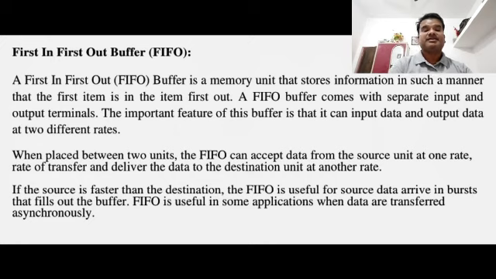When placed between two units, the FIFO can accept data from the source unit at one rate of transfer and deliver the data to the destination unit at another rate. If the source is faster than the destination, the FIFO is useful for source data that arrives in bursts that fill up the buffer. FIFO is useful in some applications when data is transferred asynchronously.